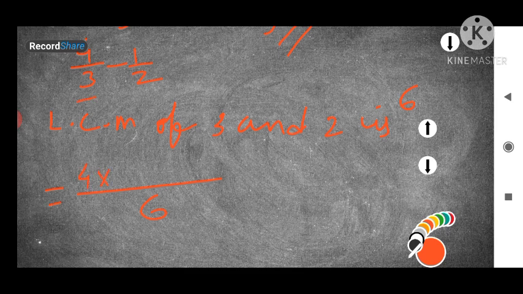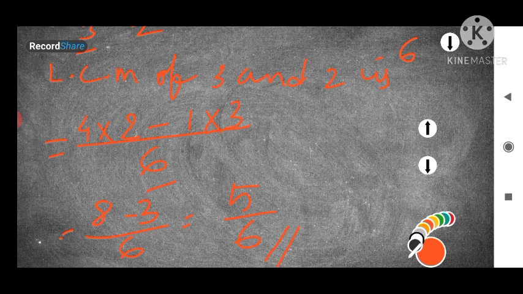3 divided by 6, how much will you get? 2. Minus is there, so you will write minus. Then 1 multiplied by 2 divided by 6, how much will you get? 3. So what did we get? We got 4 to the 8 minus 1 3 is a 3 upon 6. Now 8 minus 3 is how much? 5 upon 6. So what is the answer? The answer is 5 upon 6. So this was the solution for this question.